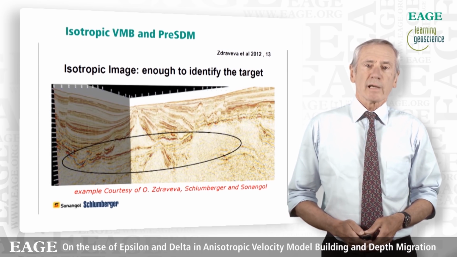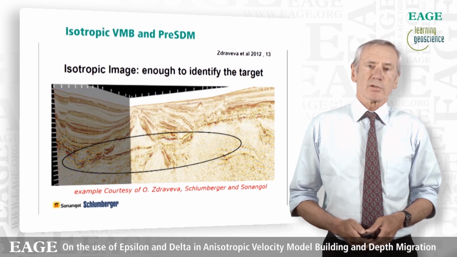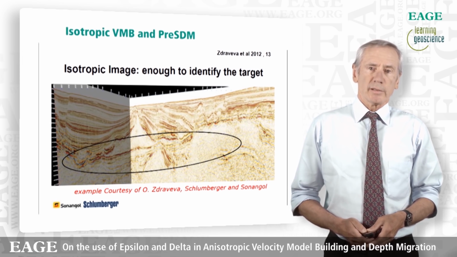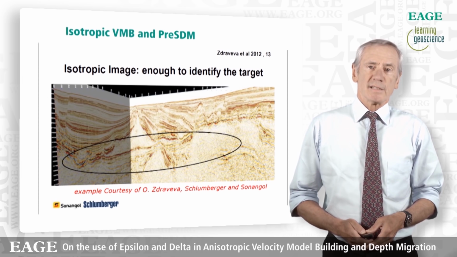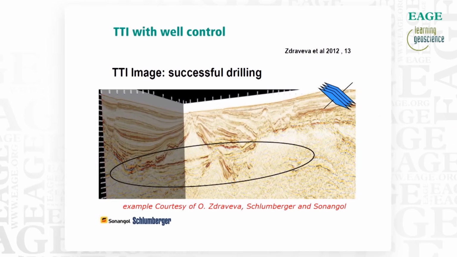This is an example of the image where we neglect anisotropy, and that's an example where we account for anisotropy. In this case, you get a nice image, but as the author says, it's enough to identify a target, but if you want to successfully drill, accurately locate your wells, you need to account for anisotropy.